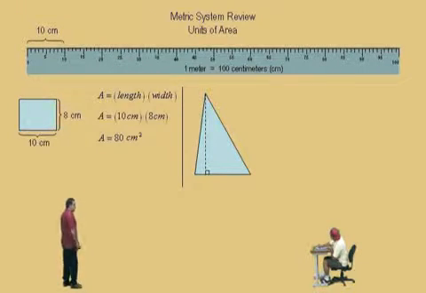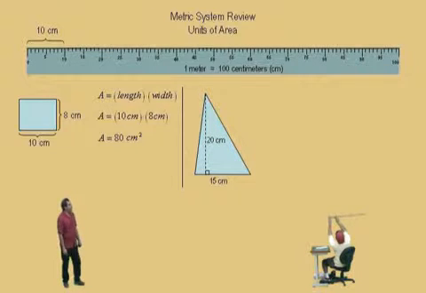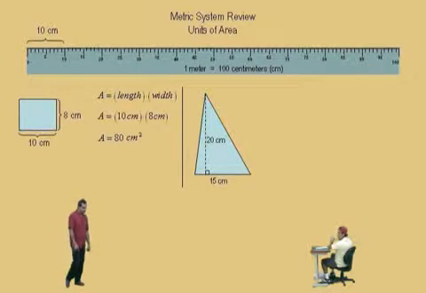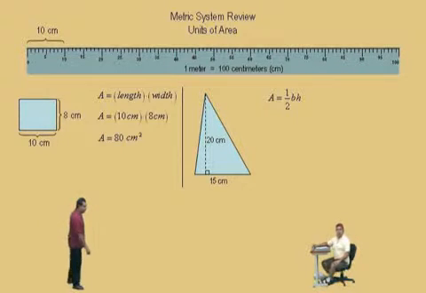Now, let's do this triangle here, Charlie. This triangle is 15 centimeters long at its base. How much is 15 centimeters, Charlie? Okay, and its height is 20 centimeters. How much is that? Very nice, Charlie. Now, what's the area for a triangle? 1/2 base times height. Yeah, you better know that one. It's 1/2 base times height.